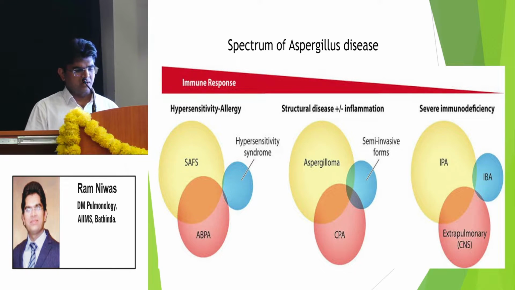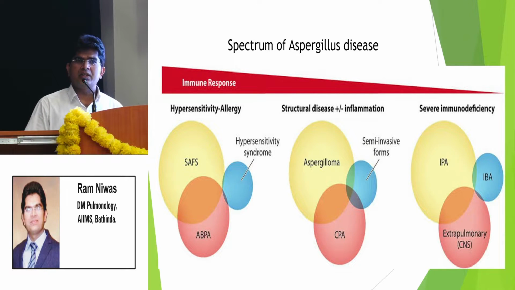This is the spectrum of various Aspergillus pulmonary diseases, and the spectrum depends upon the immunity of the host and the underlying lung condition. If the patient is immunocompetent and the underlying lung is also normal, the patient usually does not develop invasive aspergillosis, and there may be some hypersensitivity reaction. So the patient may develop fungal sensitization, ABPA, or some hypersensitivity syndrome.